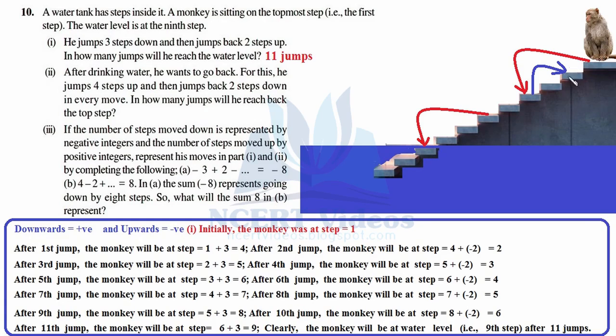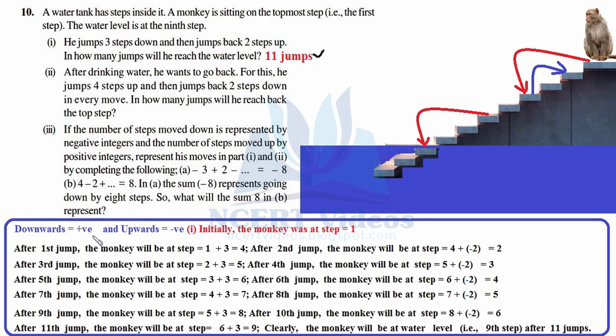So at 2 steps he'll be here. Okay. And another 2 steps will be here. Okay. Another 2 steps he'll be here. So in each step he's actually moving 2 places. So when you do it, when he'll be here, when he'll jump, he'll be at the water level. So total 11 jumps will be required. So this was just logically.